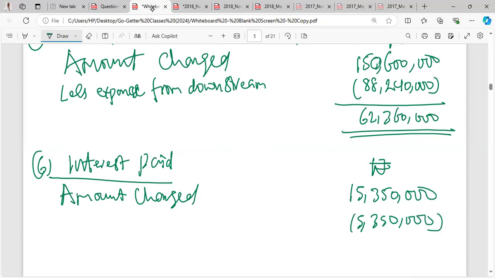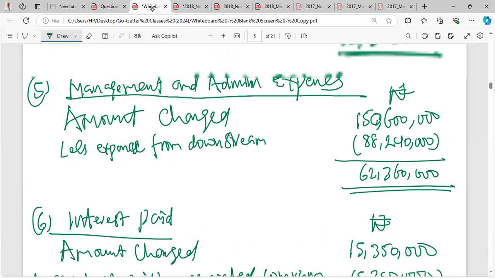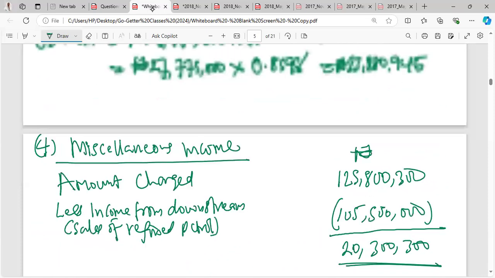So I will say less interest paid to associated company. So when we remove this, it is going to be 10 million. So that's it, 10 million interest paid. So we'll take it, interest paid, 10 million.